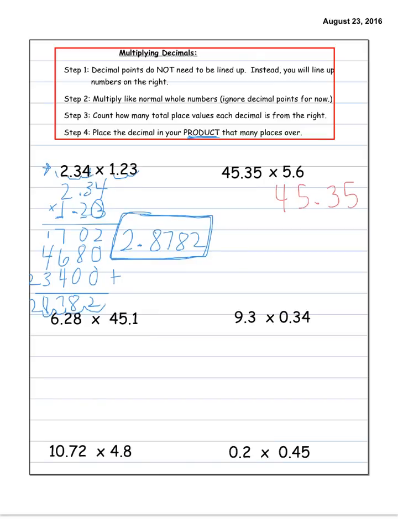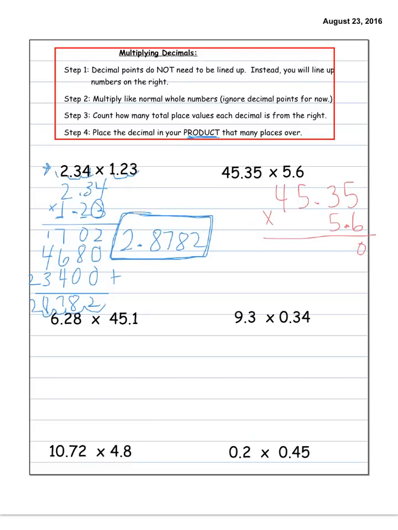Instead, we line them up on the right. So we write our 6 farthest to the right, then fill in from there. Notice our decimal points are not lined up, but our numbers are farthest to the right. Now we multiply like normal. We have to take this 6 in our tenths place and multiply it by each of the top numbers.